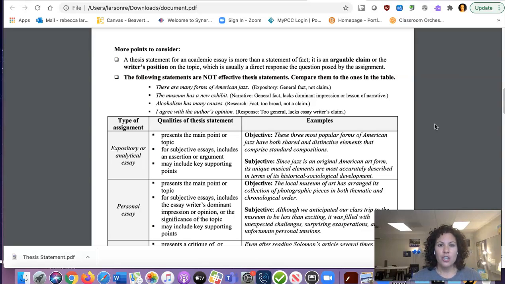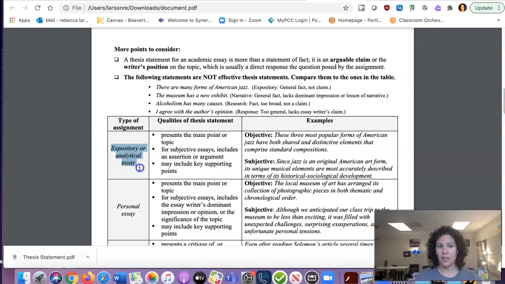You also want to think about what's not effective. They have examples like, there are many forms of American jazz. Well, there are, but you want to be a little bit more specific. So I like these examples that they have here, where it has the type of example.